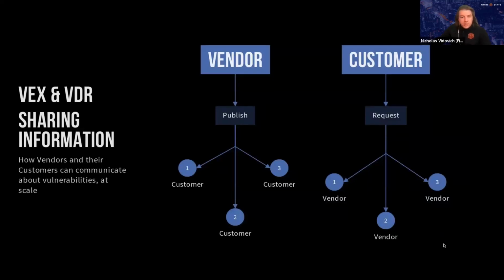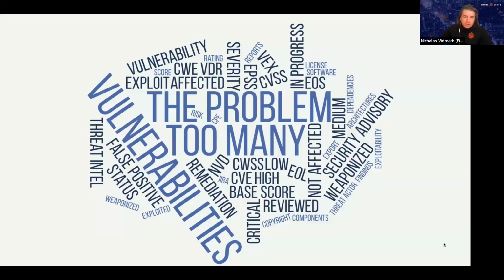And the reason I'm talking about this at length is because ultimately we're trying to focus on the problems in this space. And the main problem is there are too many vulnerabilities. When you start to look at the vulnerabilities that are reported against software, there are so many different words that are floating around in here. Are there threat actors that are using this vulnerability? What's the status of the vulnerability as I'm working to triage this in my systems?